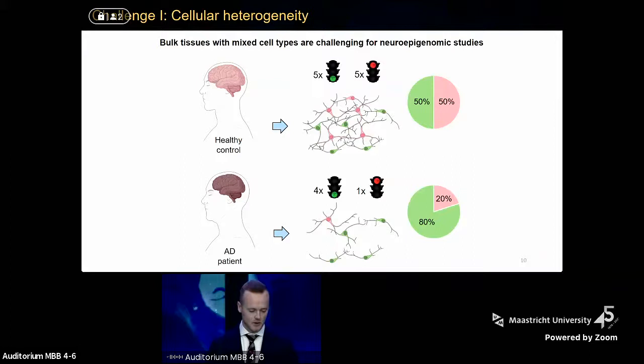So it is actually very important to analyze epigenetic modifications in individually isolated cell types, and then to really assess whether the epigenetic dysregulation in these cells is associated with the disease. And this is actually something that has not been done very often, or not at all, up until today.